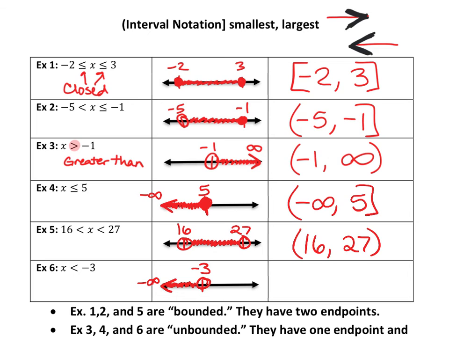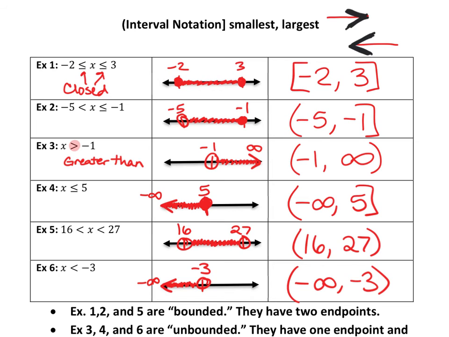Negative infinity. So the smaller number goes first. Negative infinity is real small. So that one goes first. That's the left number. And then we have the right number. But they're both technically open because they're both on the open face guy. So they both have parentheses.